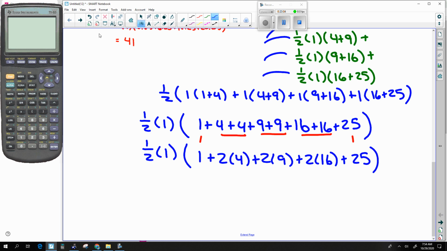So here we did have a consistent height. So I'll take care of the inside first, all the additions: 1 plus 2 times 4 plus 2 times 9 plus 2 times 16 plus 25. Okay, that's the inside. And then, in essence, 1/2 of that is 42.